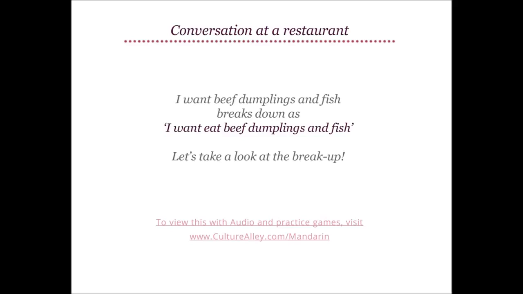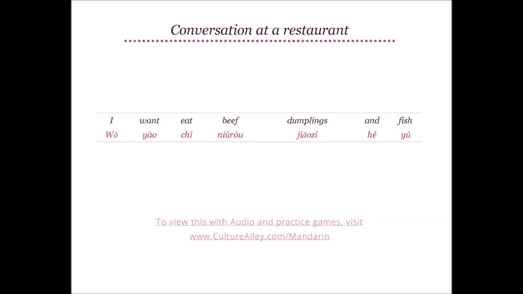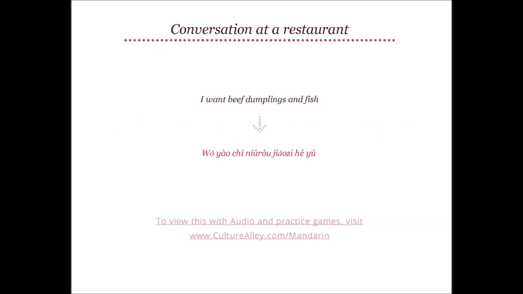Let's take a look at the breakup. I translates to 我, while want becomes 要. Similarly, eat will be 吃, while beef becomes 牛肉, and dumplings will be 饺子, and will be 和, while fish becomes 鱼. Thus, I want beef dumplings and fish translates to 我要吃牛肉饺子和鱼.